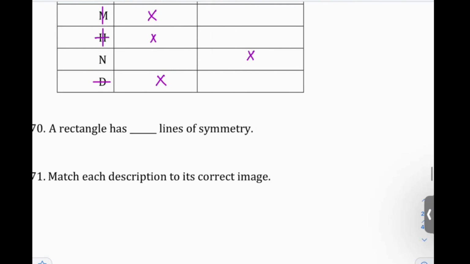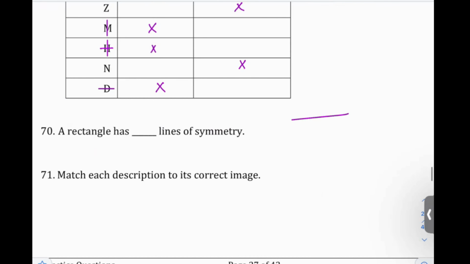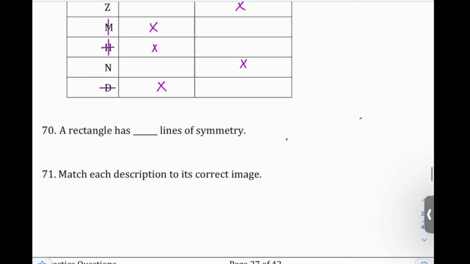A rectangle has how many lines of symmetry? This is the rectangle. If you draw a rectangle, and I draw it a bit slanted, I will do it like this. This is a rectangle.